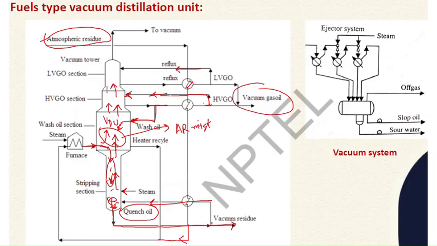what will happen? Huge formation of coke takes place. A huge amount of coke starts to form in the lower portion of the distillation unit. So to avoid that and to tackle that problem, some amount of vacuum residue is again sent back into the lower portion of the vacuum distillation unit. So this is basically called the quench oil. Okay.